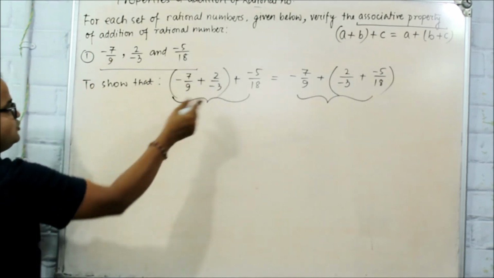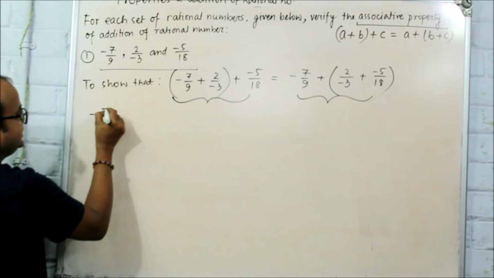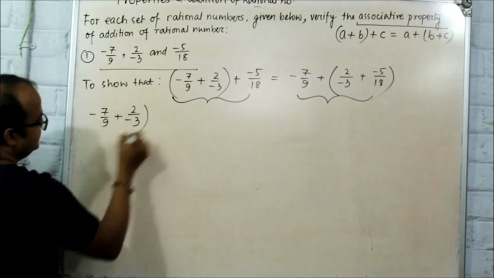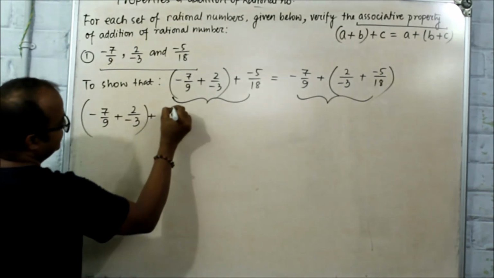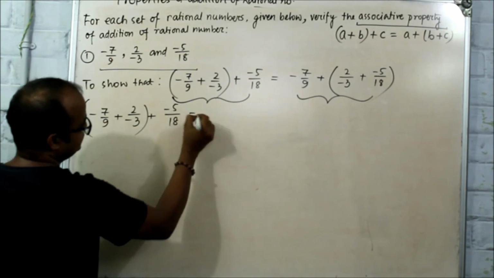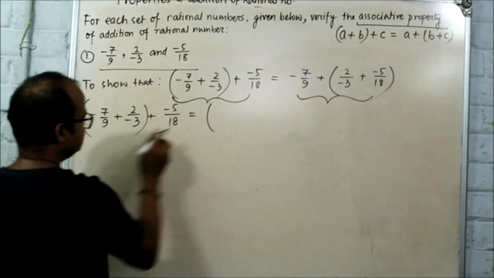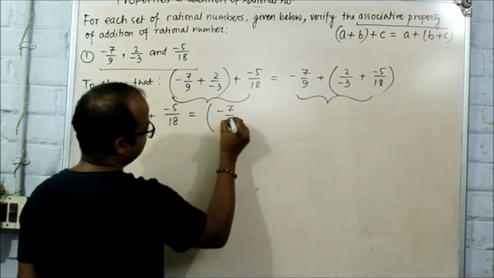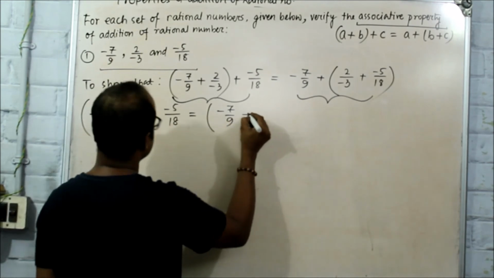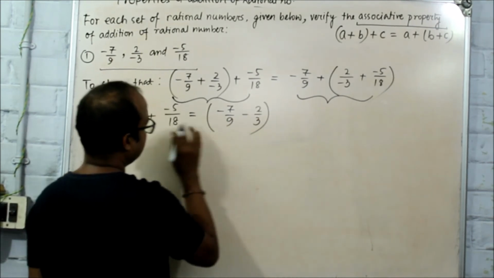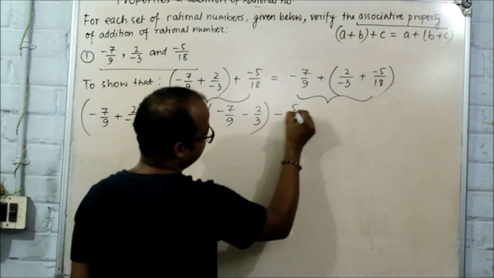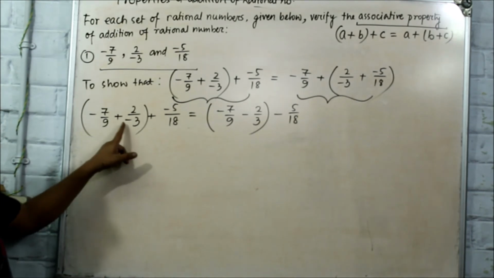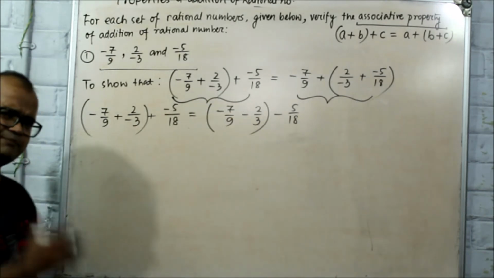So let us begin to simplify this one. Minus 7 by 9 plus of 2 by minus 3, plus minus 5 by 18. So this is equal to... First we need to simplify these two. So it will be equal to minus 7 by 9 plus of minus 2 by 3, plus minus 5 by 18. Clear? Plus minus, plus minus. We apply the sign changes.